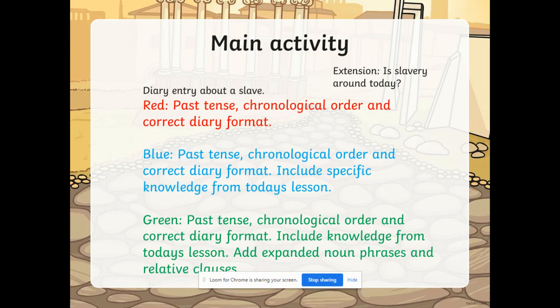So, as your main activity, I want you to write a diary entry about a slave. You can talk about how you were captured. So, Dear Diary, that's how it starts. And then you can talk about how you were captured fighting the Romans, or you were living on the street as a child and taken into slavery and sold in a slave market. Talk about that. You can talk about how you're treated by the master if you went to a villa, or you can talk about working in a mine. Okay, so your extension, your challenge question, is slavery around today?